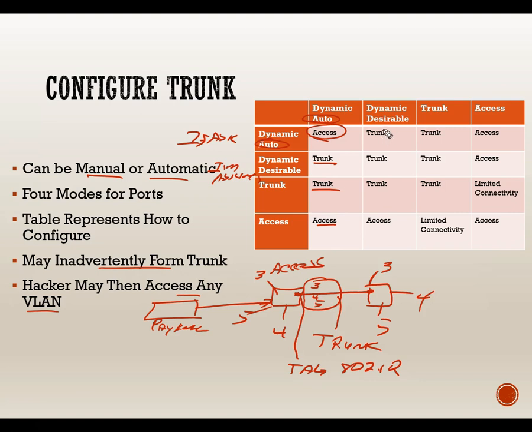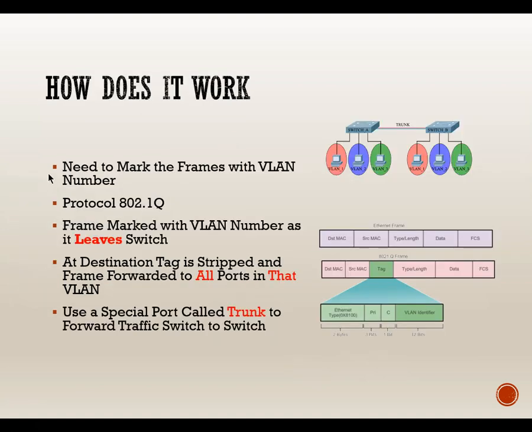Dynamic desirable is going to create a trunk with each of these things except an access. A trunk, when we just go in switch port mode trunk, a static trunk, is going to be a trunk. And if we have a trunk and an access, limited connectivity, we're going to get erratic behavior of the port. Same thing here with access. Everything remains access unless we have a trunk and an access, and then we have again the limited connectivity in it. How does it work?